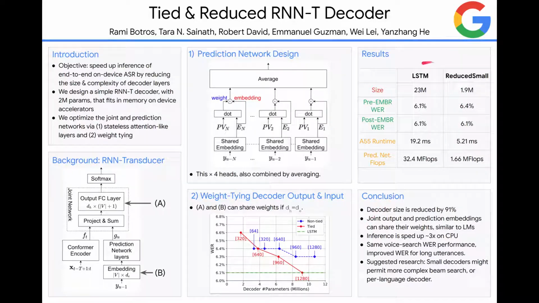And so we compare here our overall design to the baseline, which usually has an LSTM in the prediction network and no weight tying. You see here around 90% reduction in size and comparable word error rate. But also if you do additional minimum Bayes risk training steps, you actually match the word error rate of the baseline. And of course, the model runs much faster and uses much less energy.